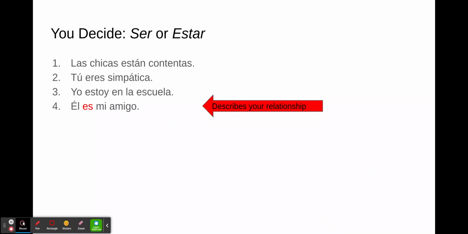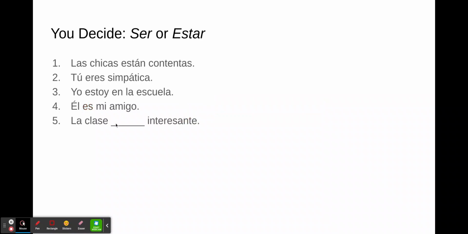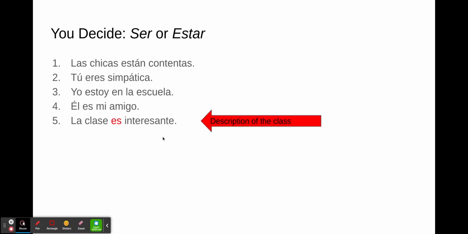And the last sentence. La clase, something interesante. Should I use ser or should I use estar? If you said ser, you are correct. La clase es interesante. This sentence is a description of the class. The class is interesting.